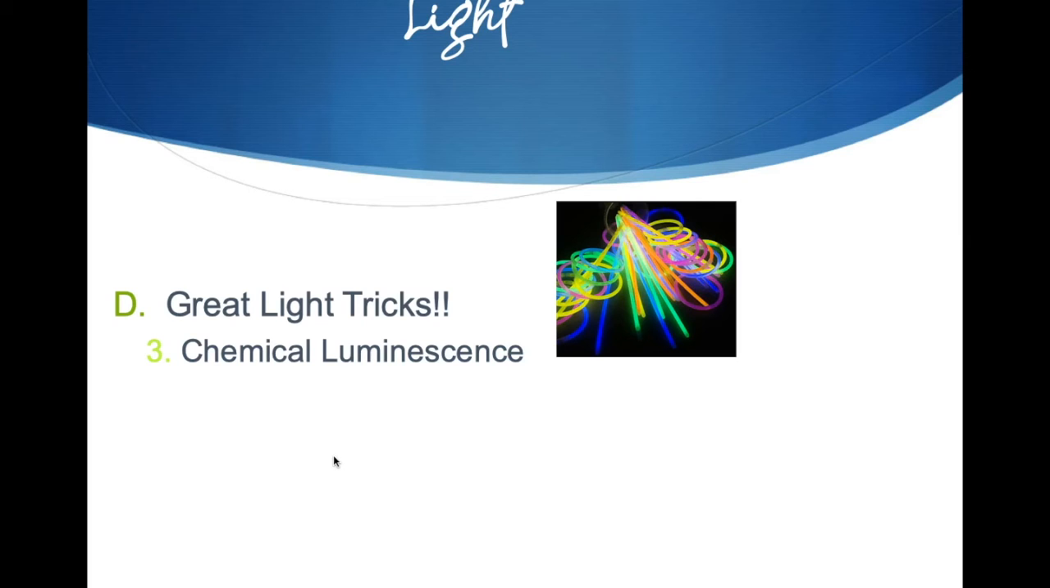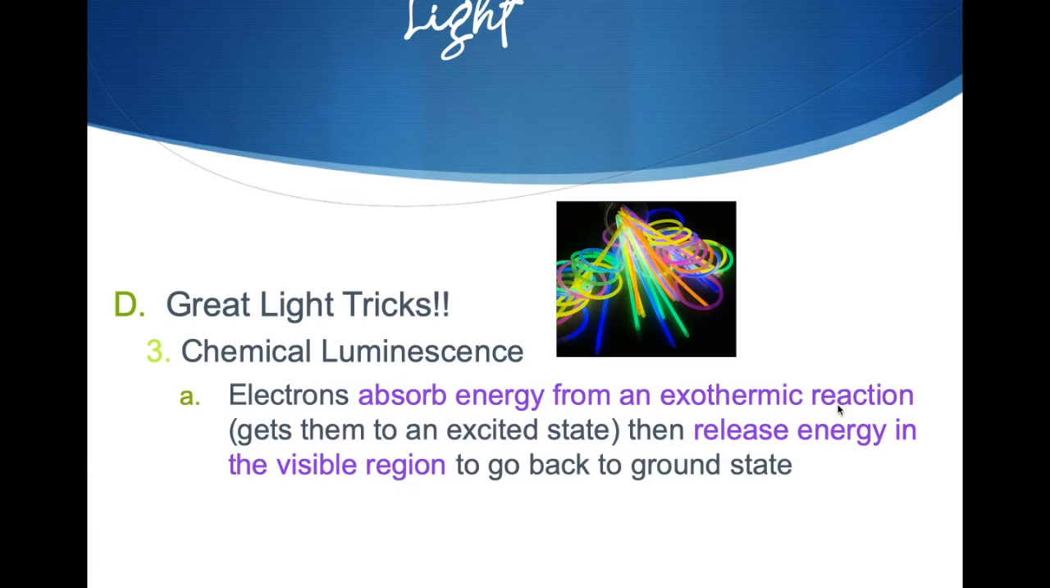So the two chemicals mixed together, and what happened was an exothermic reaction. That chemical reaction from the two chemicals mixed together gave off energy, that's exothermic. Then the electrons can absorb that energy that was given off, which gets them to an excited state, and then they release energy again in the visible region, that glowing.